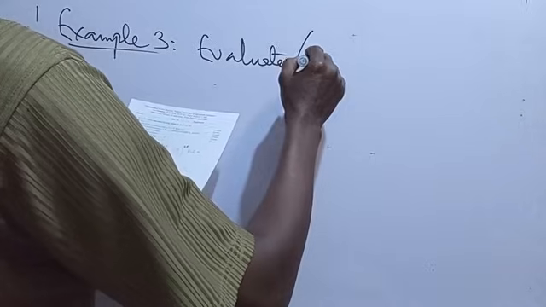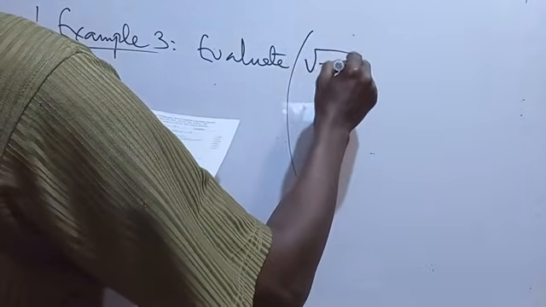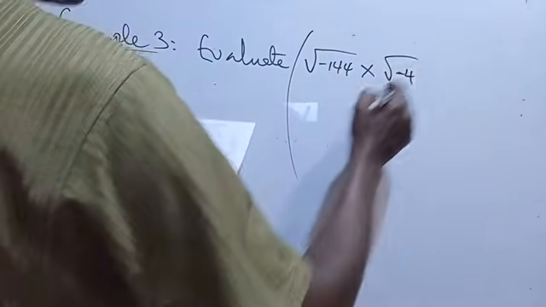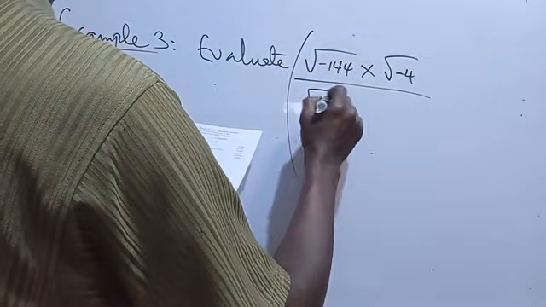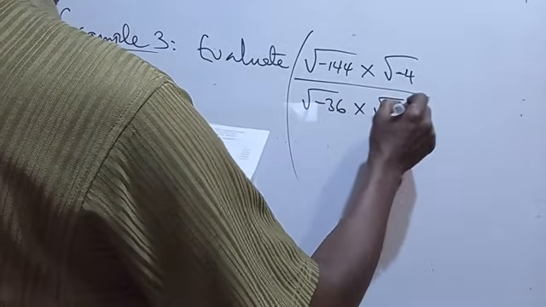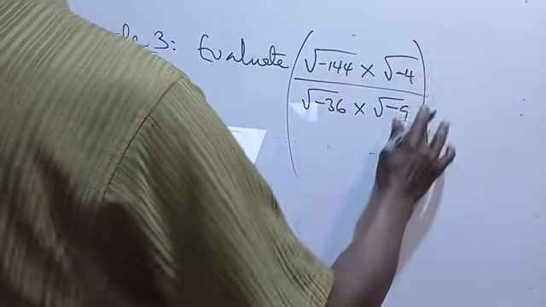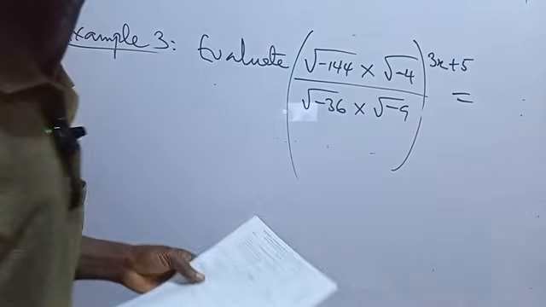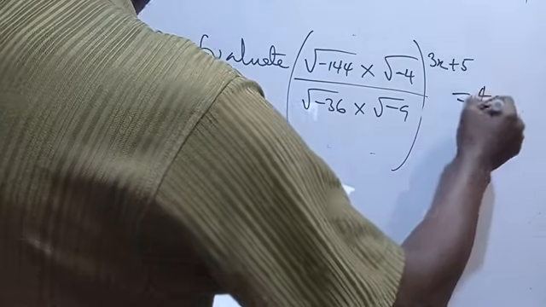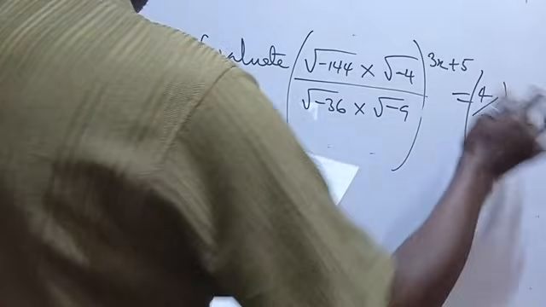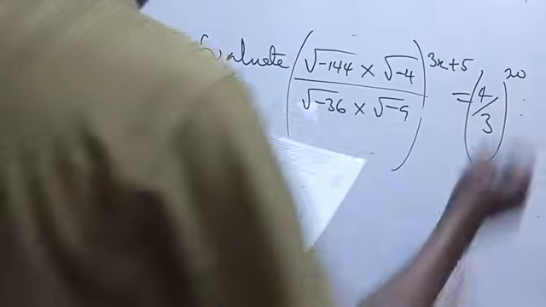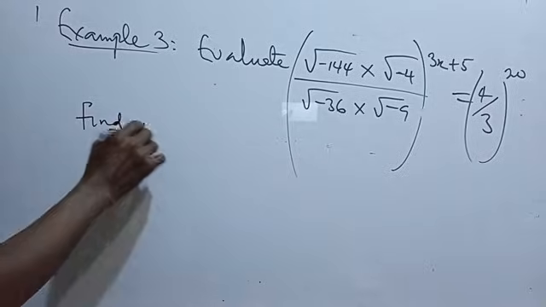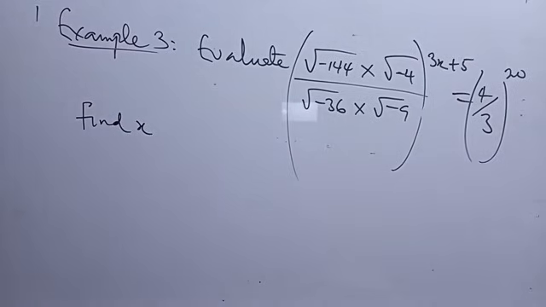the square root of minus 144 times the square root of minus 4, all over the square root of minus 36 times the square root of minus 9, all raised to the power 3x plus 5, is equal to 4 over 3 raised to the power 20. Find x. We are asked to find x here.